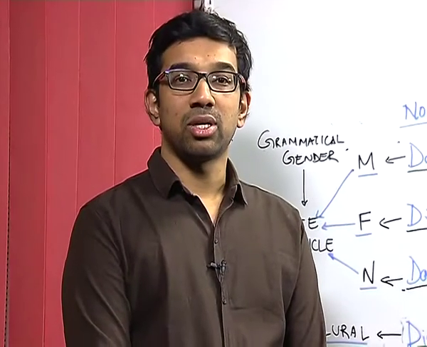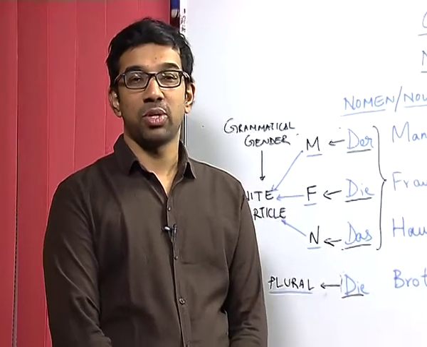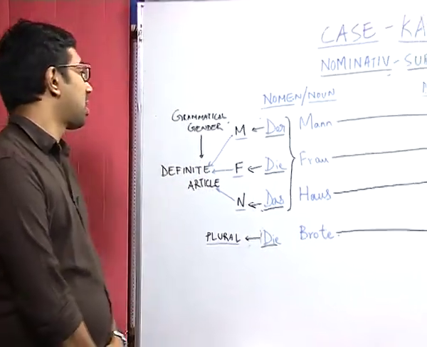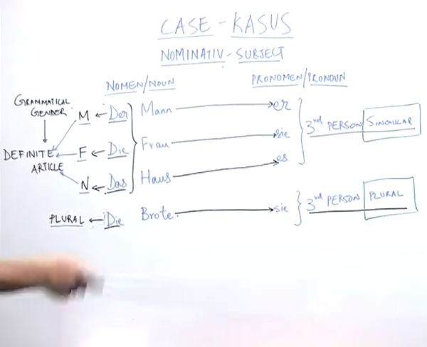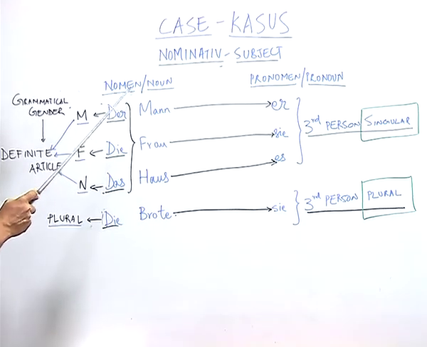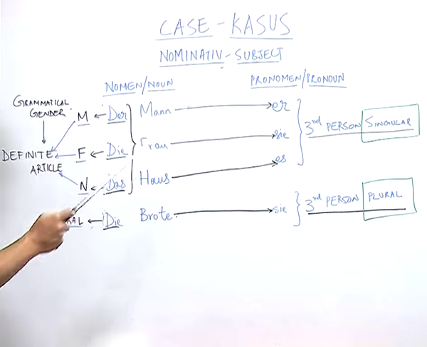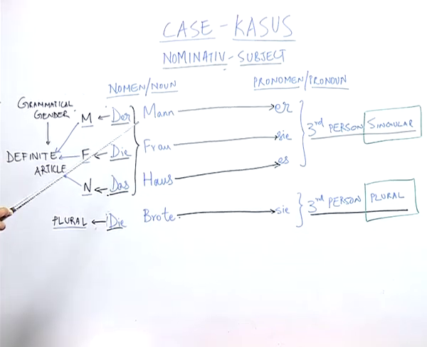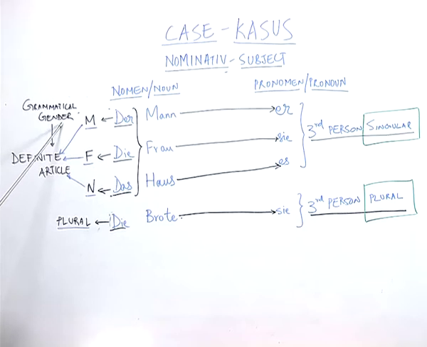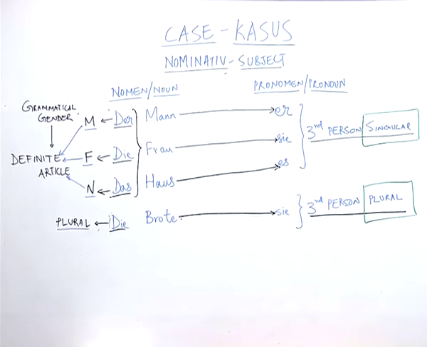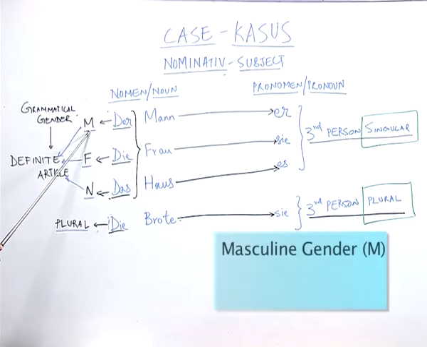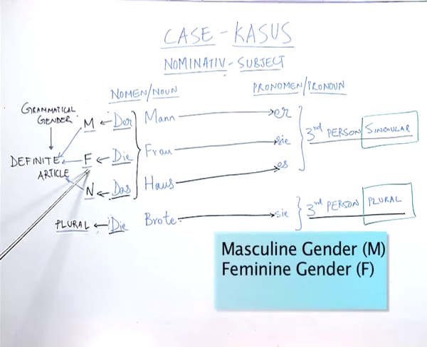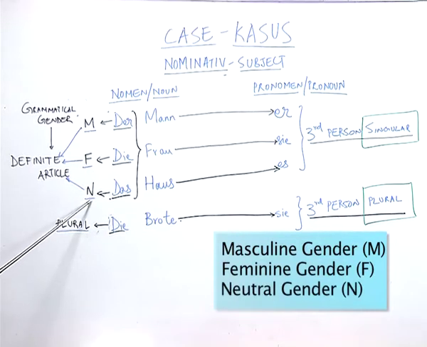Now, let us look at a few more aspects of the nominative case. The nominative case, as I told you, is either composed of a noun, which is Nomen, or a pronoun, which is Pronomen, and nouns are marked by grammatical gender. That means all the nouns in the German language are divided into 3 categories of gender. They are the masculine gender, which is M, feminine gender, which is F, and neutral gender, which is N.